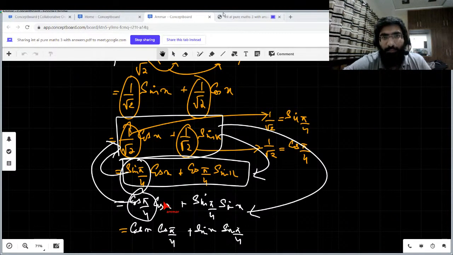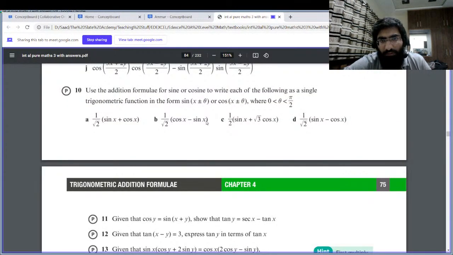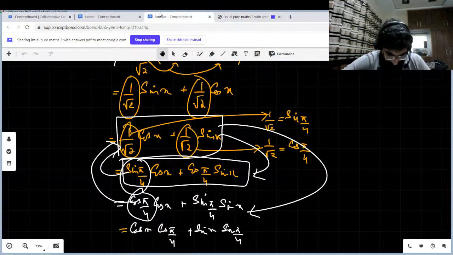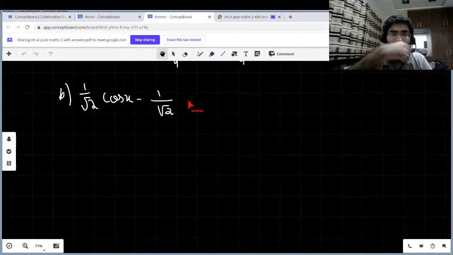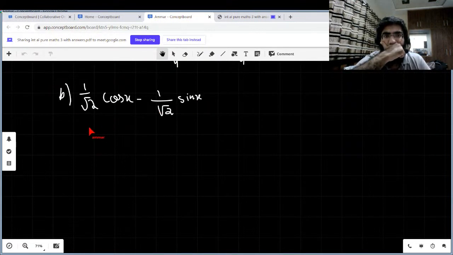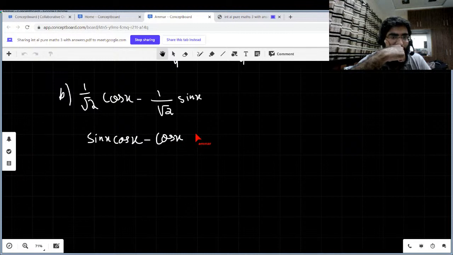Okay. Let's give b a go first. B and c. What is half? 1 by root 2 is the same, it's sine pi by 4 and cos pi by 4. Okay, so first, 1 by root 2 cos x minus 1 by root 2 sine x. That's the first step. And then what? It's sine pi by 4 cos x minus cos pi by 4 sine x.